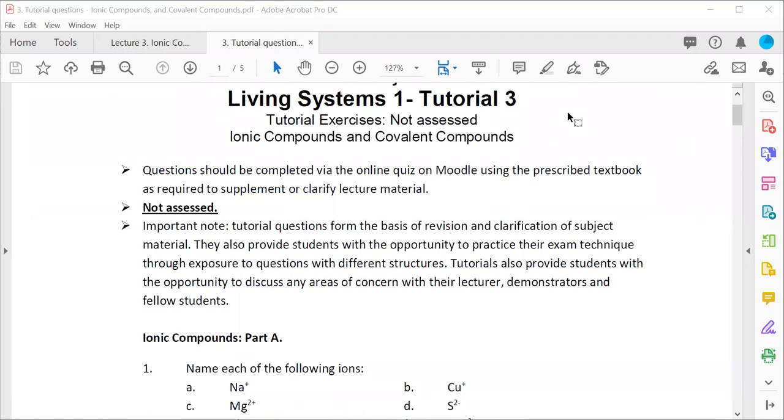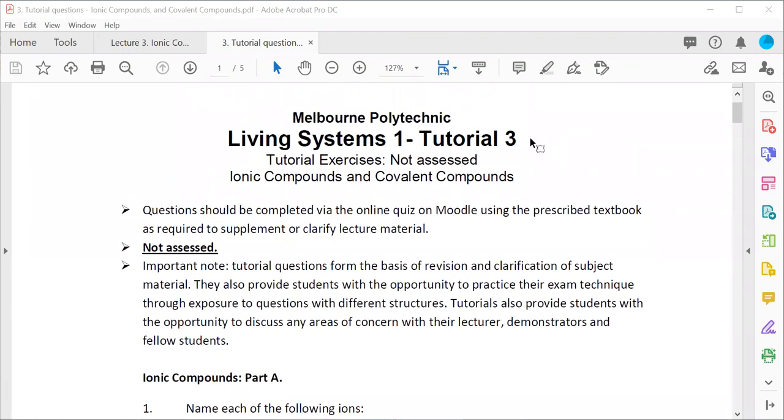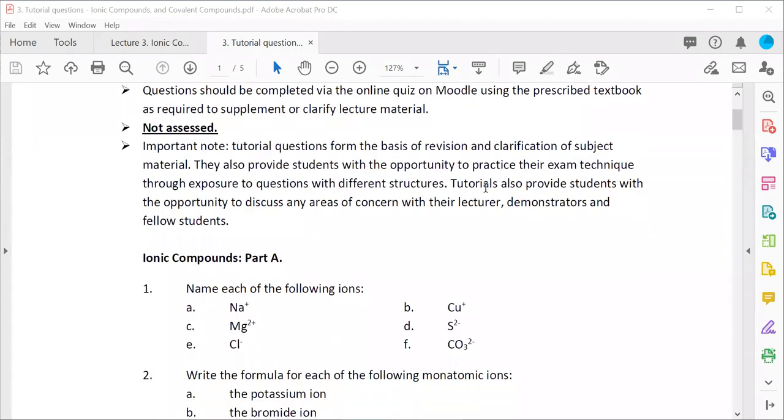So what many students do is work through these questions, but not tackle the actual online quiz until they're doing their preparation for exams, for example. Now keep in mind that this set of questions includes both tonight's ionic compounds, and you'll also see a second part in tutorial 3 that tackles covalent compounds. Leave these questions until we've completed our lecture next week. Okay. All right, so that's it for tonight.